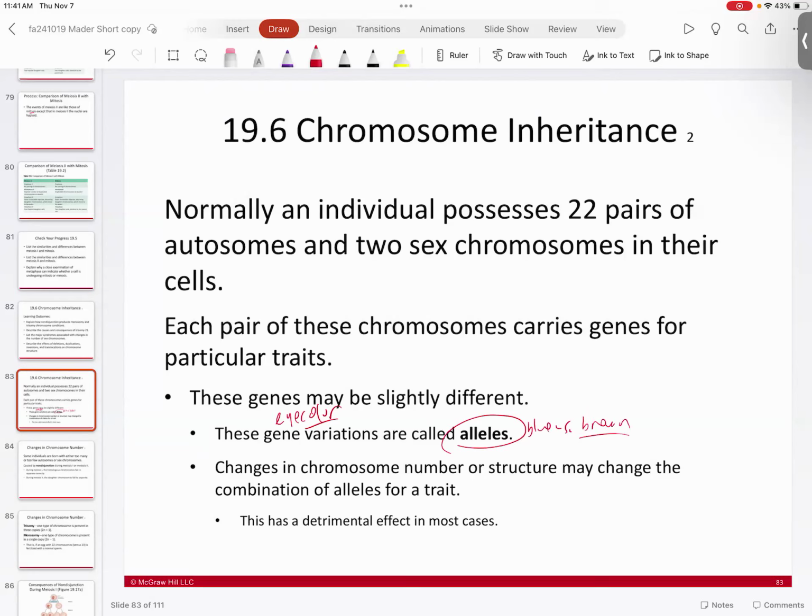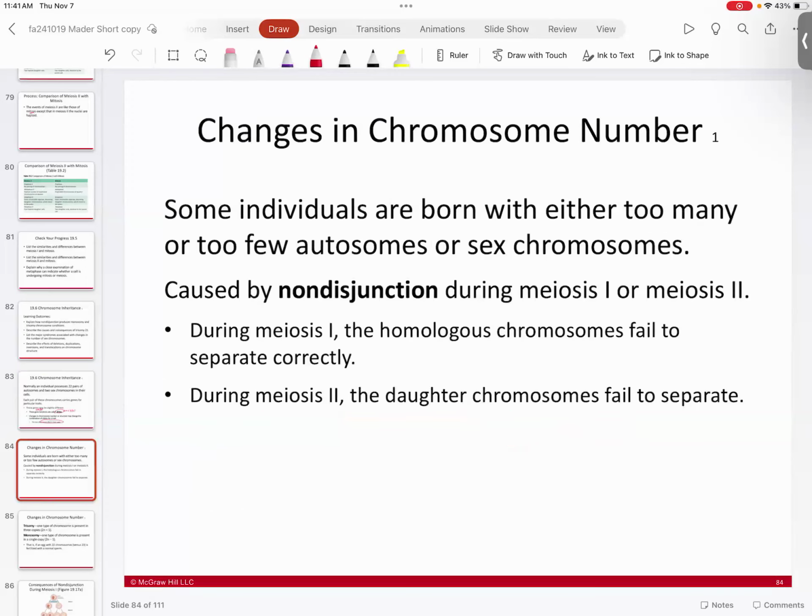And so ultimately, changing the number of chromosomes and also the combination of alleles for a trait can kind of change the way things are expressed. And generally speaking, these have very negative effects in most cases. For instance, in animals, and us specifically, we do not tolerate extra DNA or lost DNA very well. So we can't have too many or too few autosomes. That's just something that we don't tolerate well. When this does happen, it's usually caused by a process called non-disjunction. And so what this is essentially is an error in segregation.